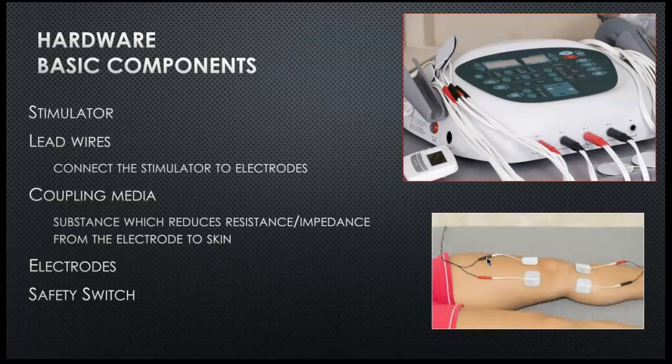A coupling media is a substance that reduces impedance from the electrode to the skin. Our electrodes have this gel stuff on them, that's what that is. It comes automatically with a coupling media, but there are electrodes where you might have to put a little ultrasound gel on it to use as a coupling media. And then these are the electrodes. You guys will all get these. You get your own little pack.